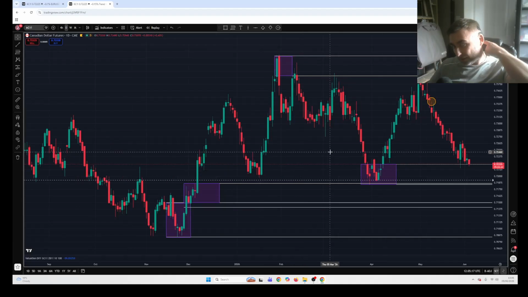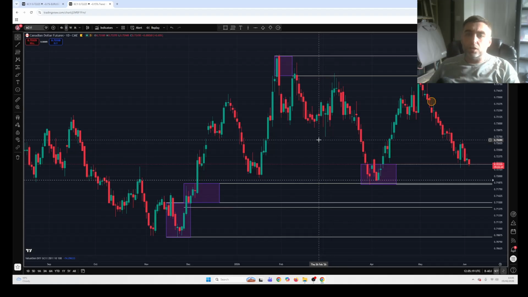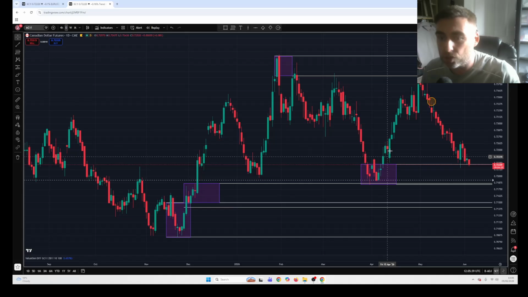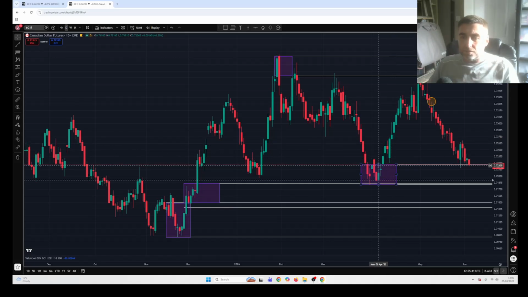So I think a lot of traders, retail traders, with a Canadian dollar long bias, waiting to long it, will actually look at this zone here and be like, oh yeah, this is a really nice zone, and we'll look to plot their entry here. Now it might work out, but this to me is a very weak zone, and let me just explain why.